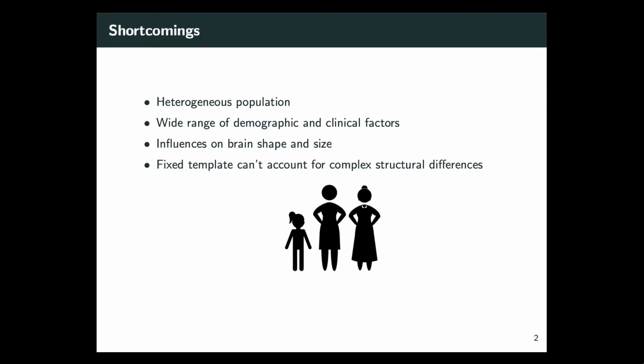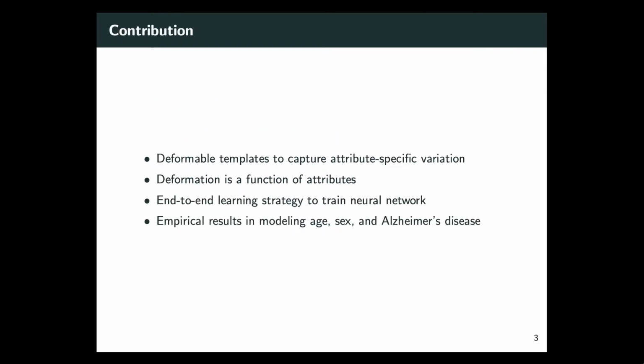We all know how heterogeneous our population is. Demographic, clinical, or other confounding factors can influence the shape and size of the brain regions. As a result, a single and fixed template can struggle to accommodate complex structural differences across a heterogeneous group of individuals. In this work, we introduce a method to deform templates in order to capture attribute-specific variation.